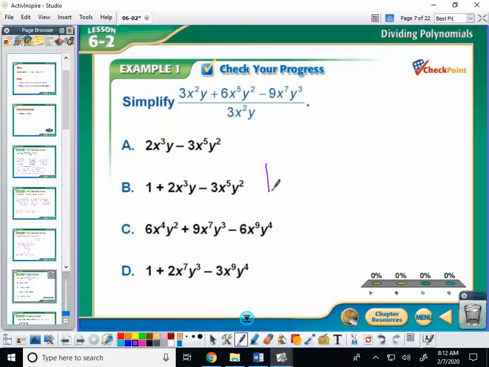For the second term, 6 divided by 3 is 2. X to the 5th divided by x squared is x to the 3rd power. And y squared divided by y is y to the 1st, or just y. For the last term, negative 9 divided by 3 is negative 3. X to the 7th divided by x squared is x to the 5th power. And y cubed divided by y is y to the 2nd power. Which would be letter B.